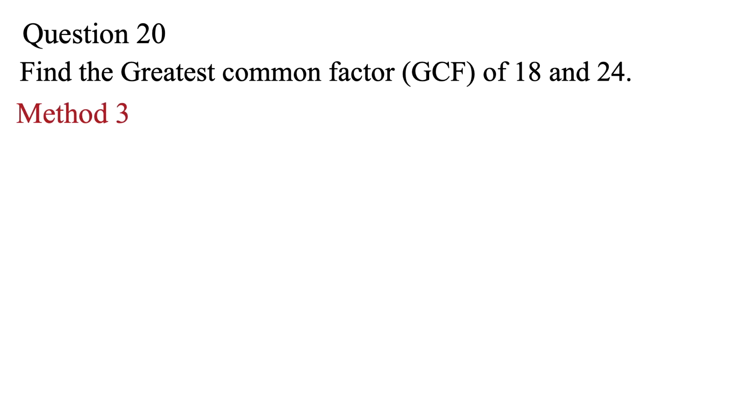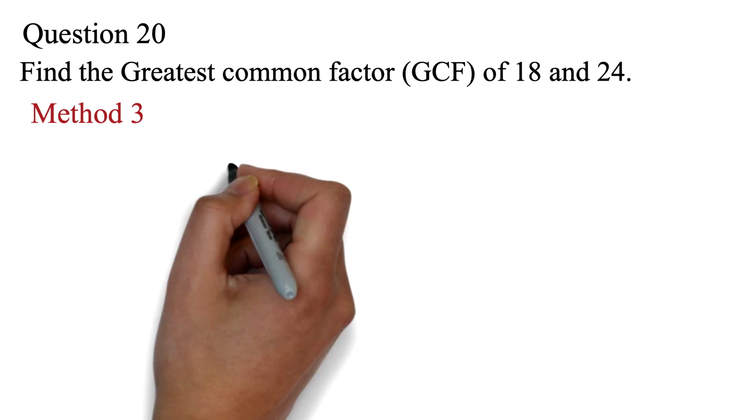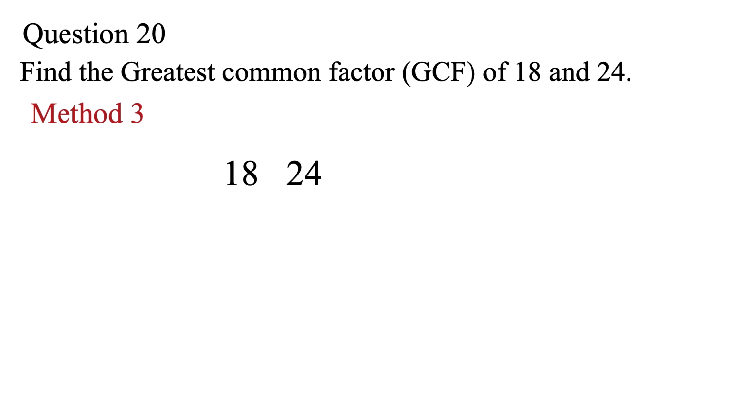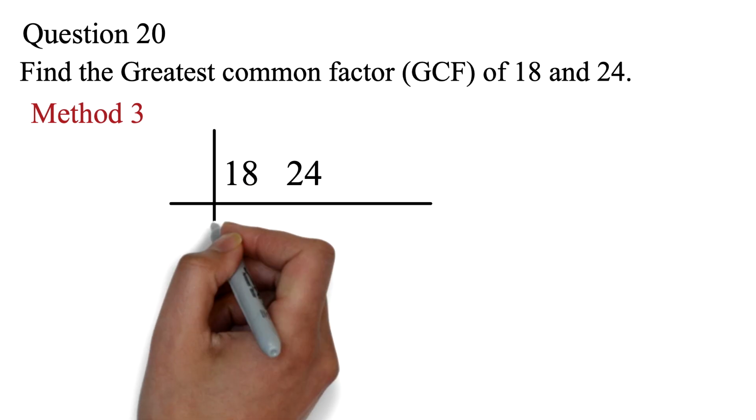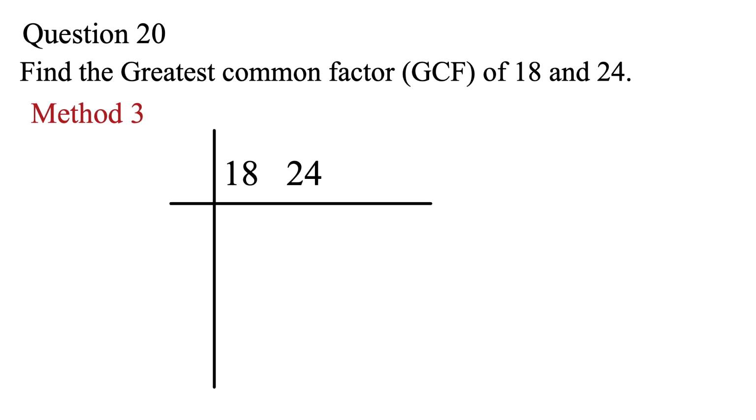Method 3. This is my favorite method. Here, we are just applying division. So for our question, we will take the 18 and 24 and find a number that can divide both. 2 and 3 can divide, so you can choose any. I'll choose 2. 18 divided by 2 is 9. And 24 divided by 2 is 12.